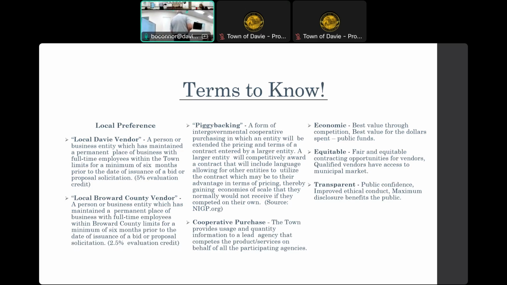Again, we look at best value when we look at things. We always look for not just the lowest dollar. We look for the best overall for us. So what's in the best interest of the town? If something comes in too cheap, obviously, it's one of those things where you get what you pay for, right?